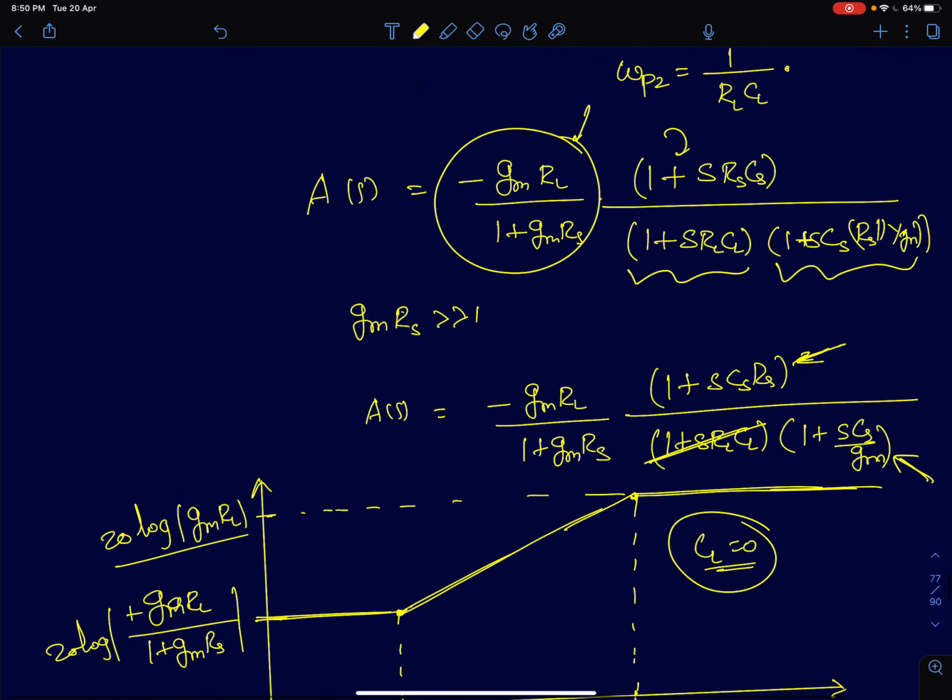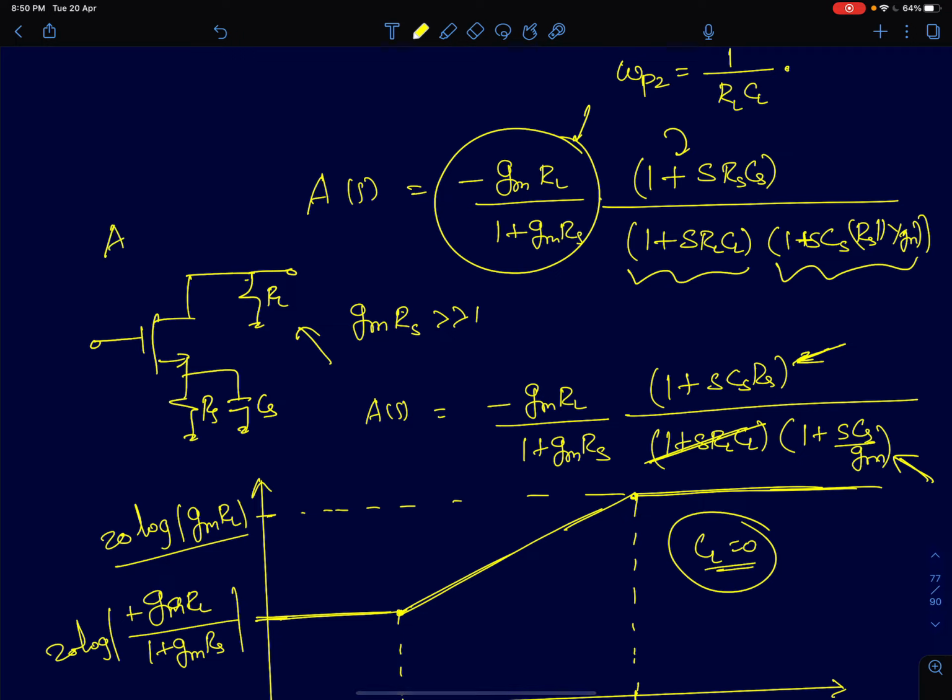Now we can analyze the circuit intuitively as well. So we have a scenario like this. So you have Rs and a capacitance Cs, and I've ignored CL right now. So the circuit reduces to something like this. Now I'll find A of 0. The DC gain of the circuit is simply Gm RL by 1 plus Gm Rs. So that's the DC gain here.